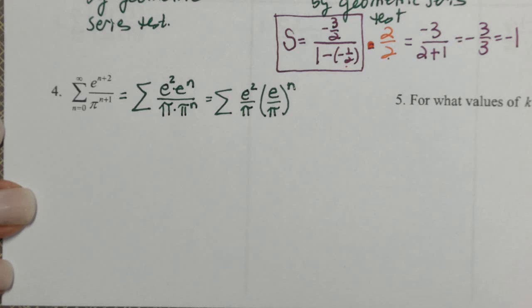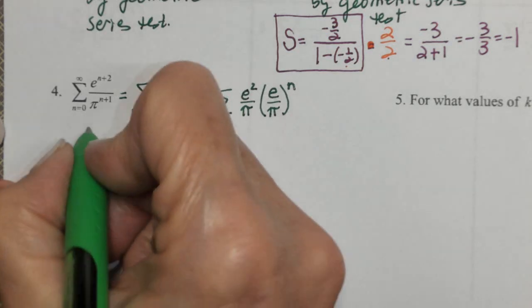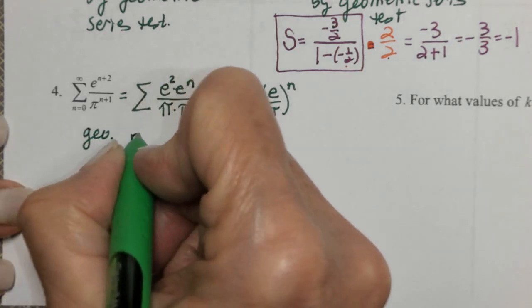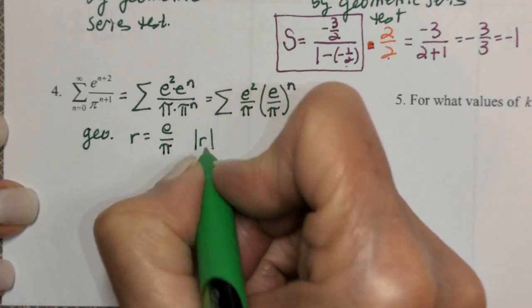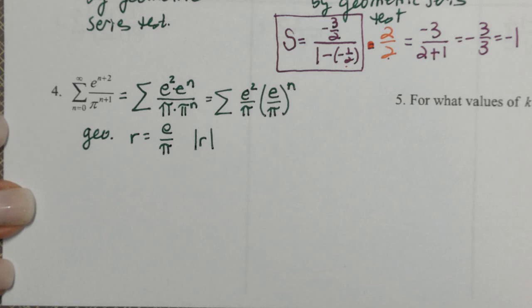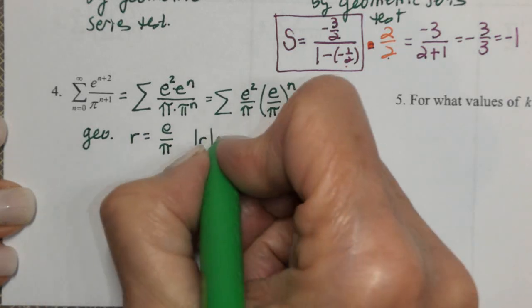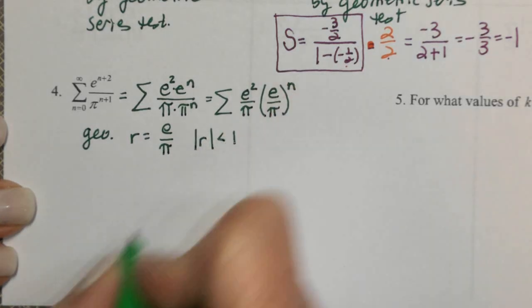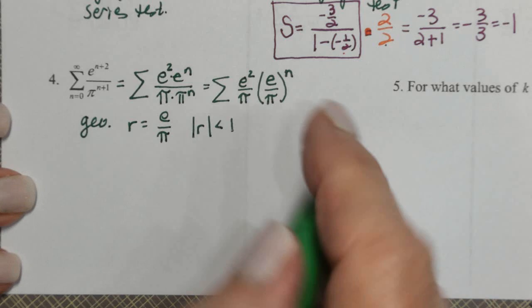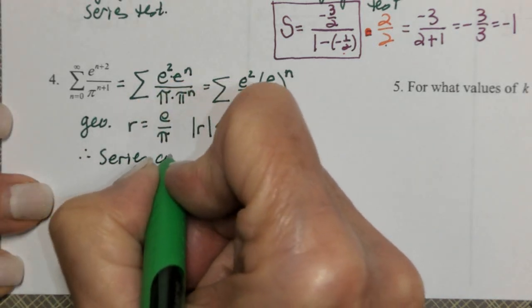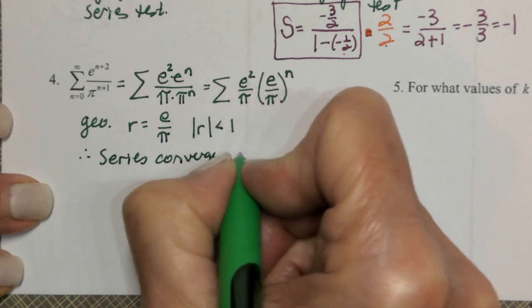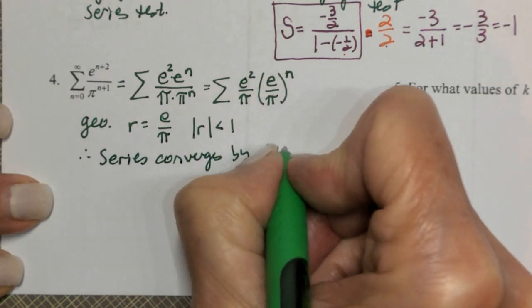And now it's in the form of a geometric series. So yes, this is geometric. r is equal to e over pi. The absolute value of r, we're comparing it to 1, is this bigger than 1 or less than 1? It's not equal to 1. Well, this is less than 1 because e is less than pi. So therefore, the series converges by geometric series test.